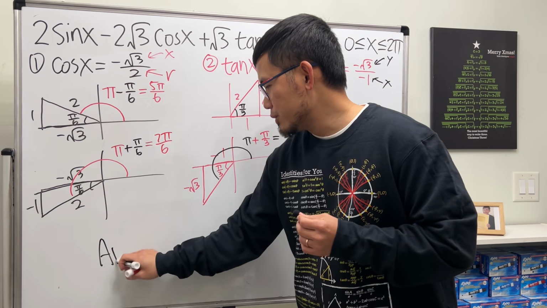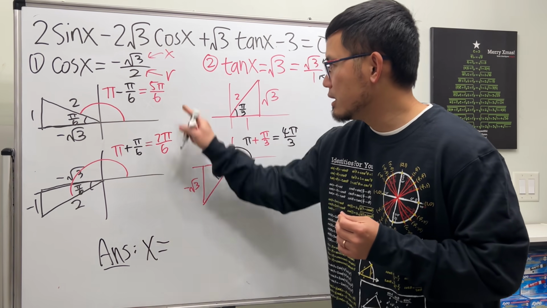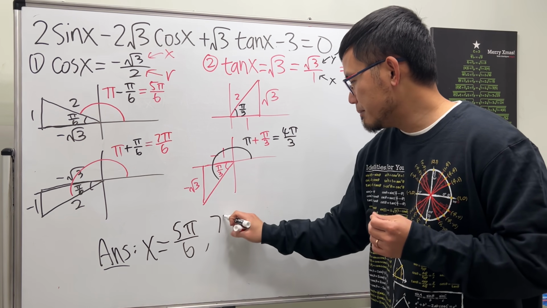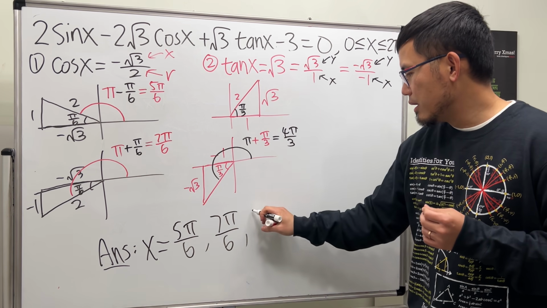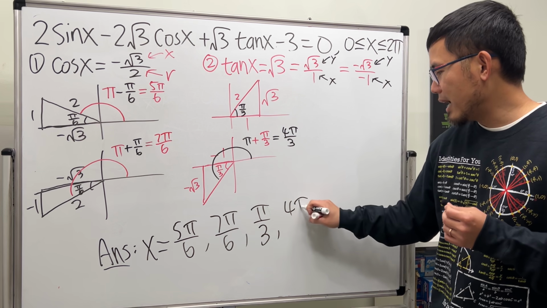So finally, I will just write this down for you. The answers are x equals 5 pi over 6, 7 pi over 6, and then this one right here, pi over 3, and then the last one, 4 pi over 3.